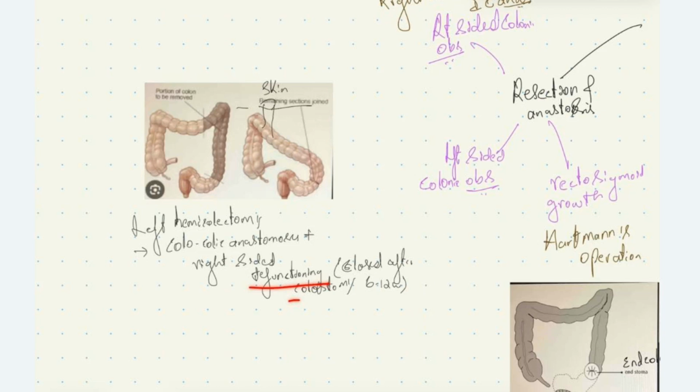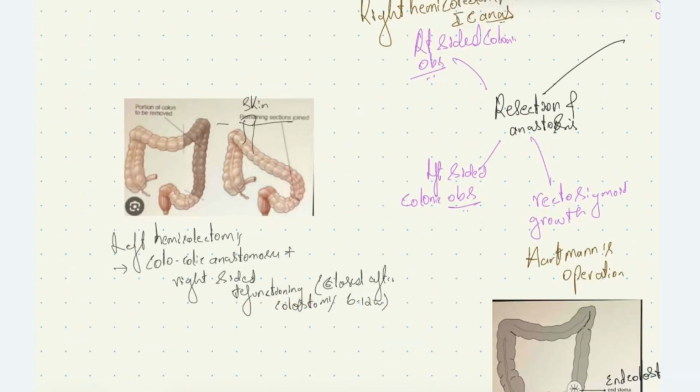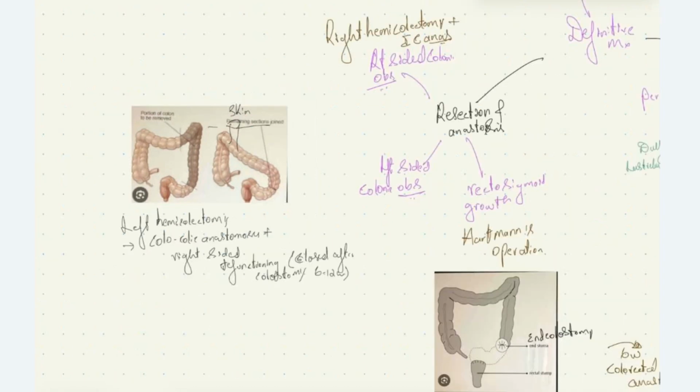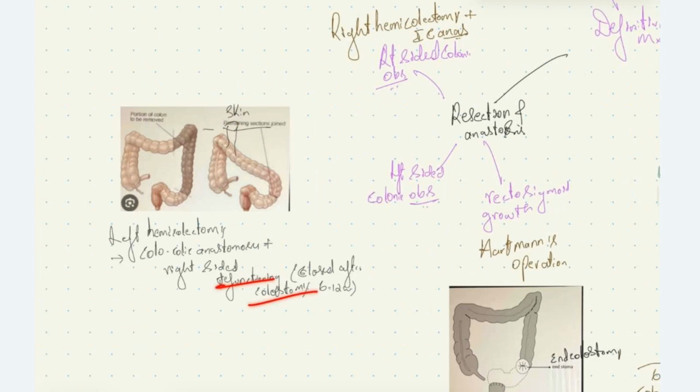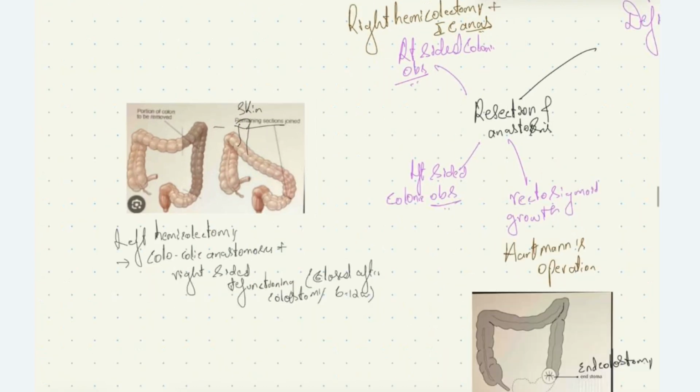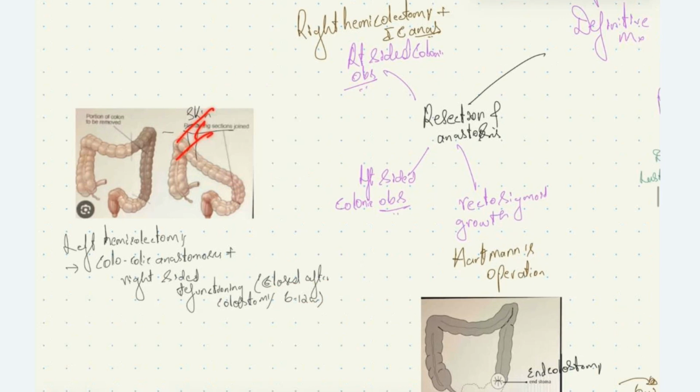What is this defunctioning colostomy? Proximal to the anastomosis, we'll take the colon and anastomose it with the skin to perform an end colostomy here. So this defunctioning colostomy is performed so that the anastomosed part heals adequately. After healing of this anastomotic site, after 6 to 12 weeks, we'll close the defunctioning colostomy. This is for left-sided colonic obstruction.